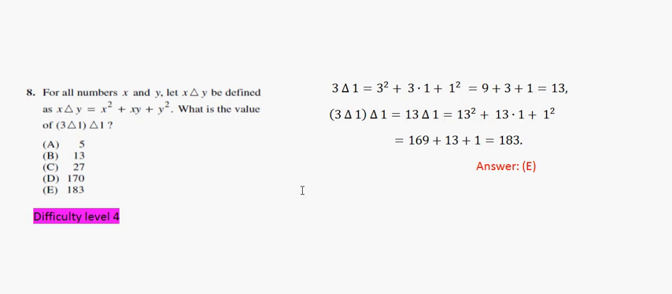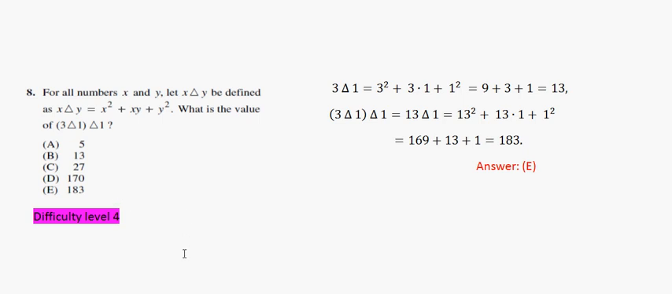Now the second step. 3 triangle 1 and again triangle 1. 3 triangle 1 we evaluated, it is 13, so we substitute 13 here. And then again apply the formula x squared plus xy plus y squared, where x is 13 and y is 1. It would be 13 squared plus 13 times 1 plus 1 squared. 13 squared is 169, plus 13 plus 1 would be 183. So the right answer is E.